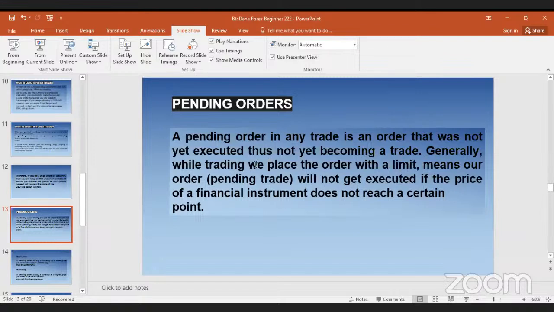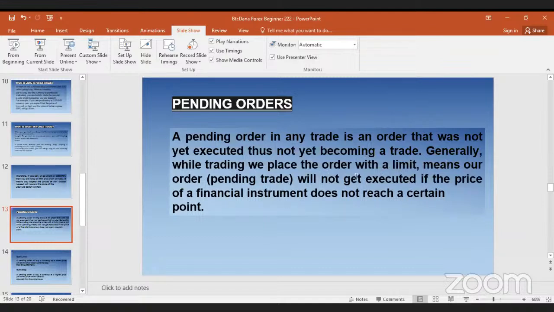So generally, while trading, we place the order with a limit. Don't worry, we have another class this evening. In that class, I'll be introducing you to the Forex chart, exactly how it looks. We'll be in the chart, and I'll be showing you examples of all those things that I'm introducing you to right now. So you'll be seeing what I mean by the pending order and the limit order.